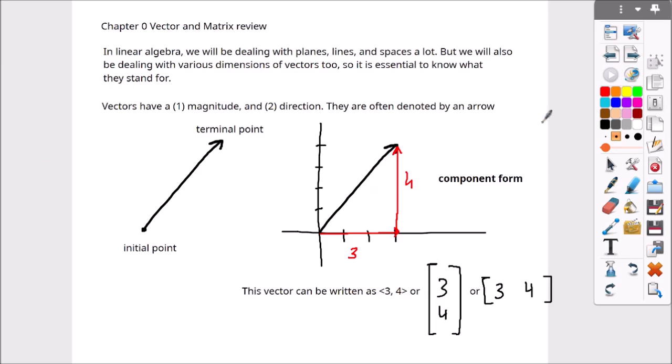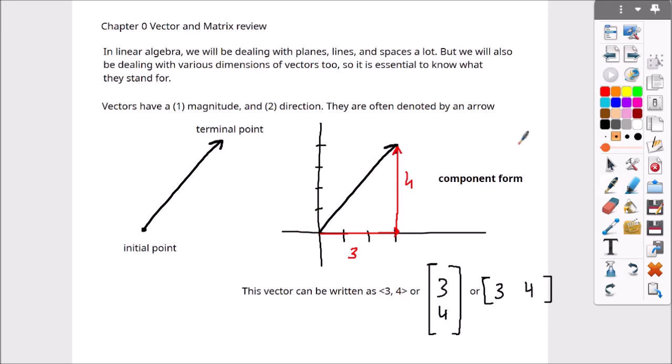But first, the vector has a magnitude and direction. That's what a vector is. The magnitude is the length. Vectors have a length, and the direction is where it's pointing, right? So a vector that's like this and a vector that's like this are very different vectors because they don't have the same magnitude. So they're not the same vector.